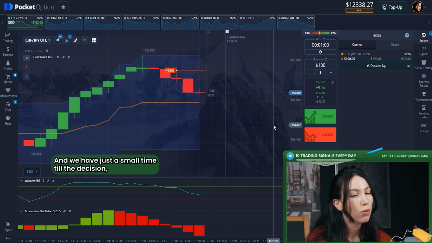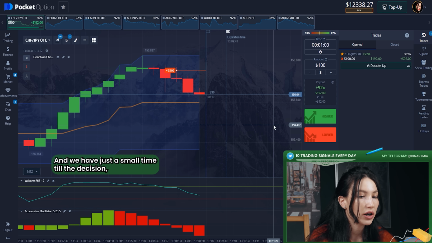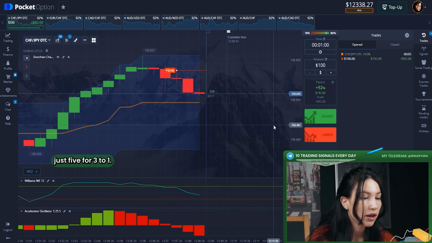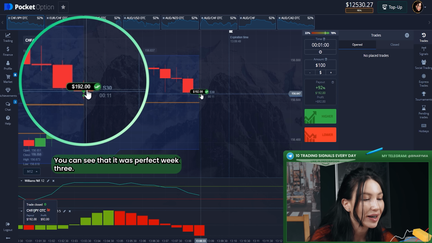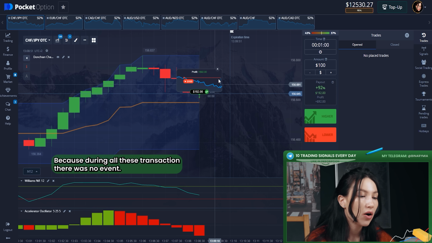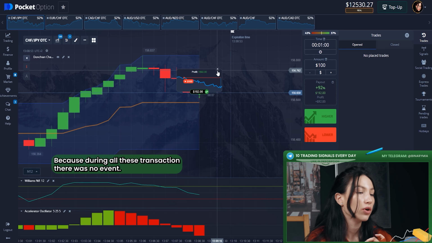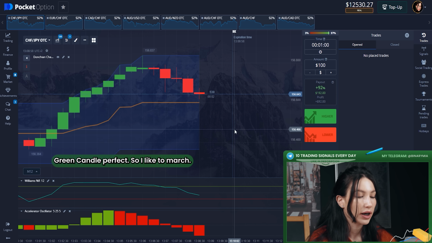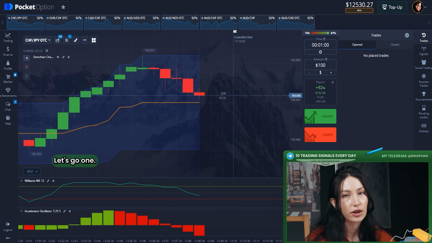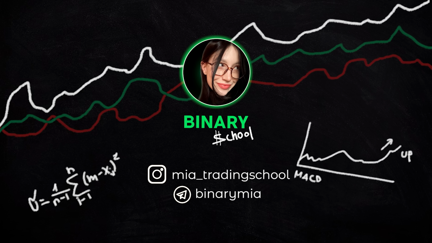And we have just a small time till the decision. 5, 4, 3, 2, 1. You can see that it was a perfect victory, because during all these transactions, there was not even one green candle. Perfect. I like it so much. Let's go on.